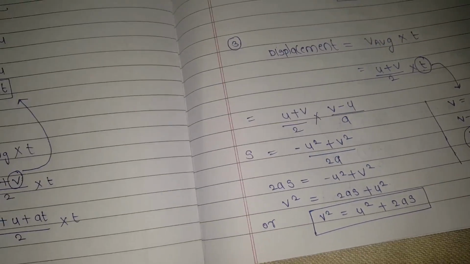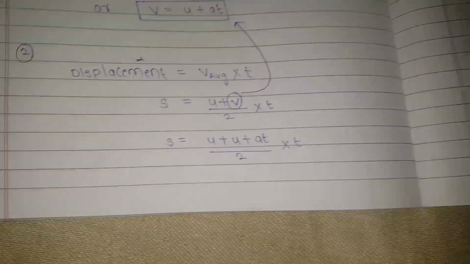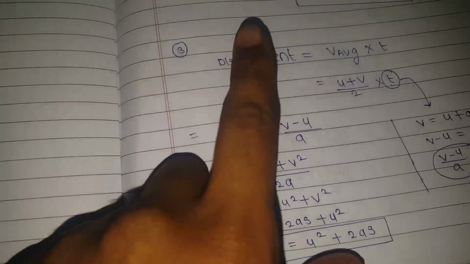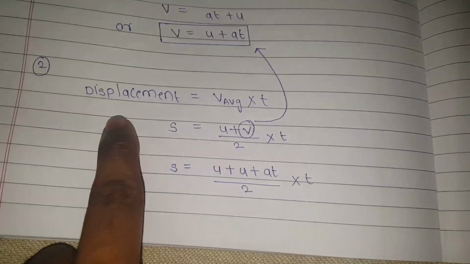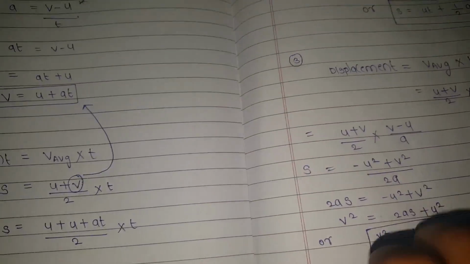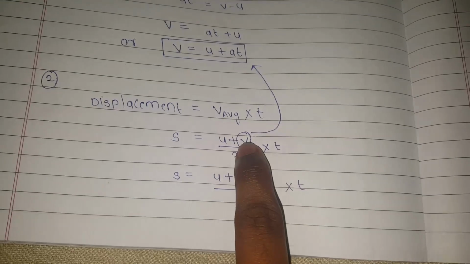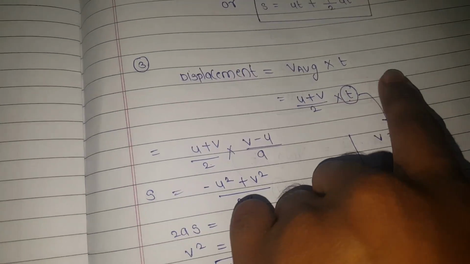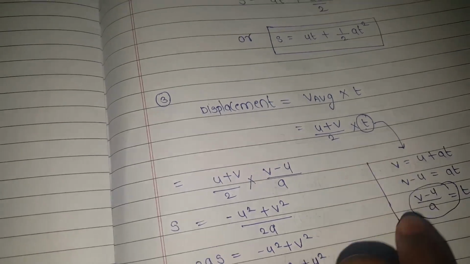So we know that in the second equation as well as in the third equation we have started with displacement. But what is the difference? In the second equation we have replaced v, and in the third equation we have replaced t.